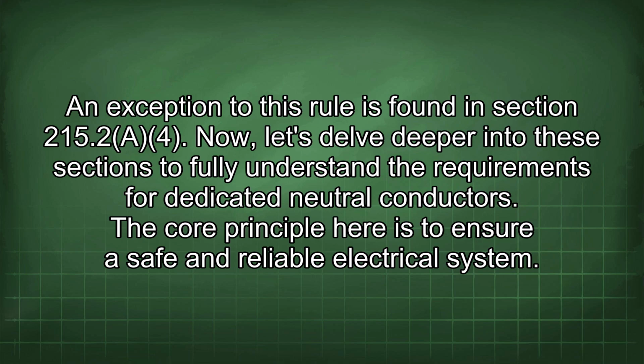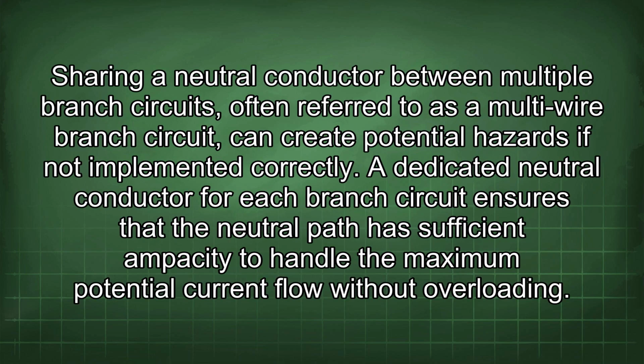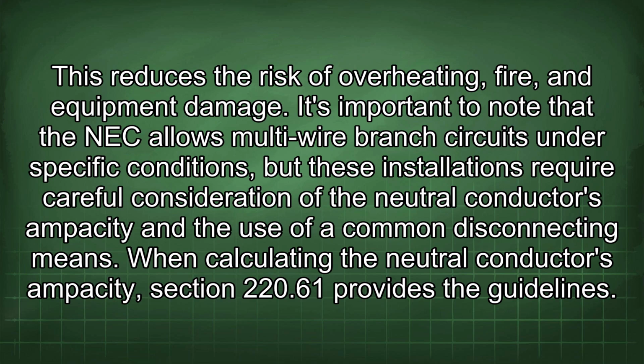The core principle here is to ensure a safe and reliable electrical system. Sharing a neutral conductor between multiple branch circuits, often referred to as a multi-wire branch circuit, can create potential hazards if not implemented correctly. A dedicated neutral conductor for each branch circuit ensures that the neutral path has sufficient ampacity to handle the maximum potential current flow without overloading. This reduces the risk of overheating, fire, and equipment damage.